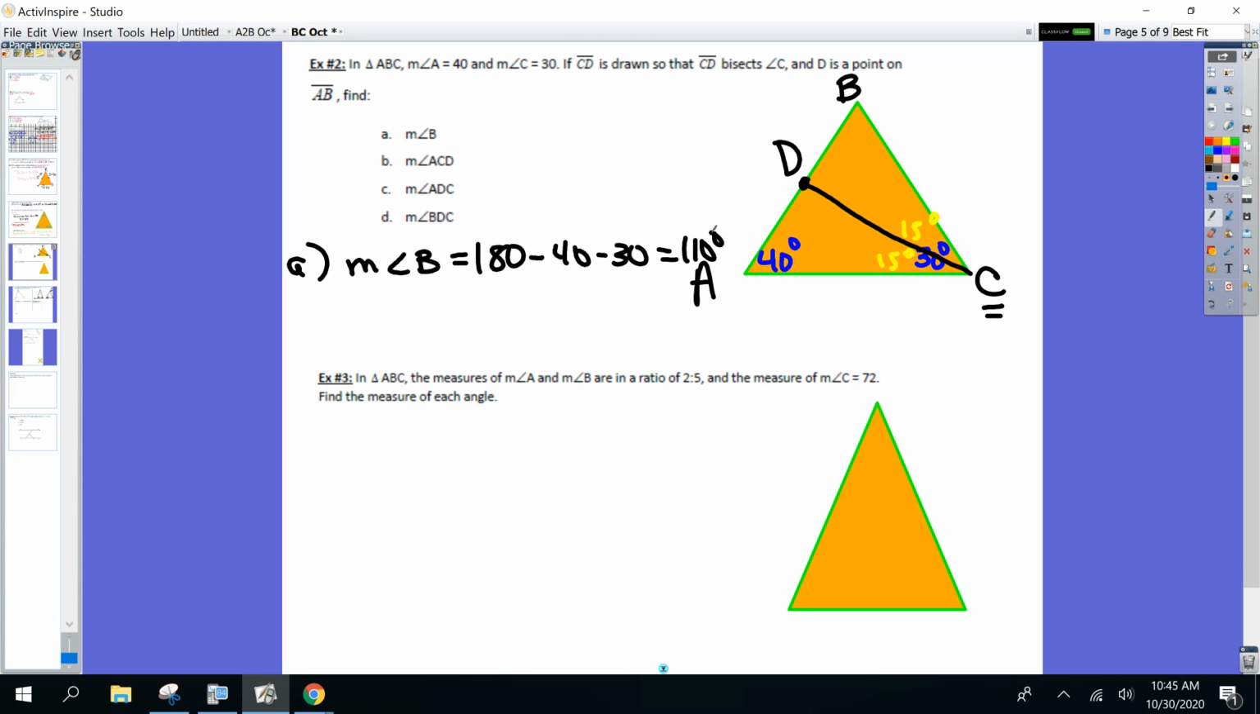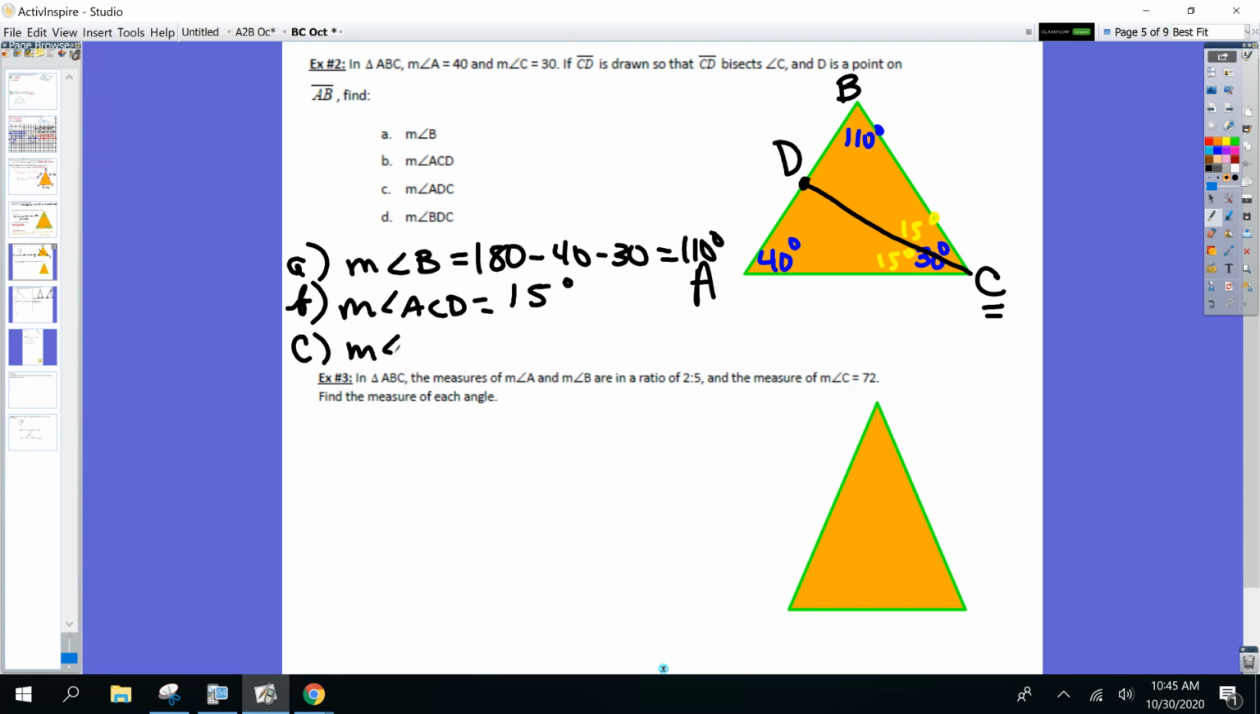Some of you may already do this, but anytime it's a multi-part question like this, A, B, C, D, etc., and you find one part, I would label your diagram with it because you never know. You may need it coming up. So I got 110. All right, let's keep trucking. Part B, ACD. We already found that, didn't we? ACD, 15 degrees. Done.